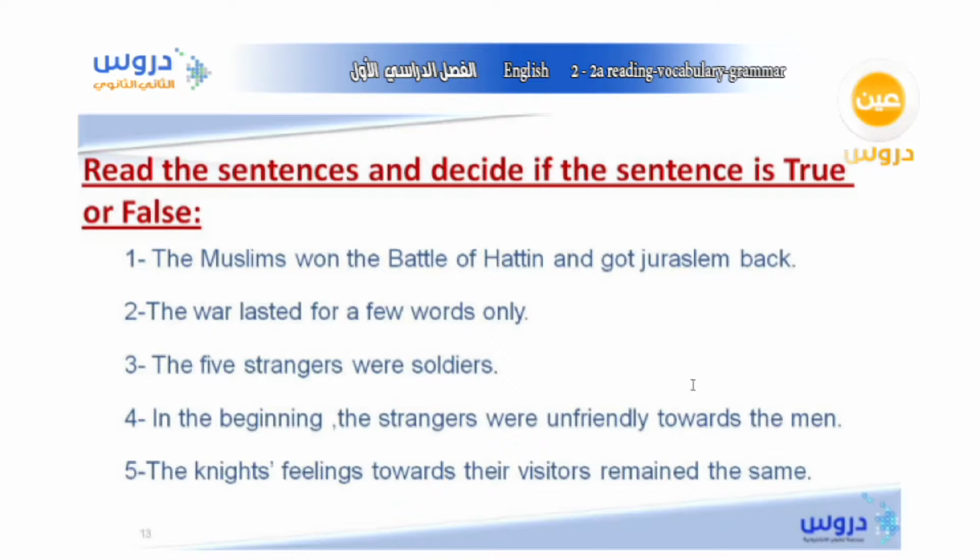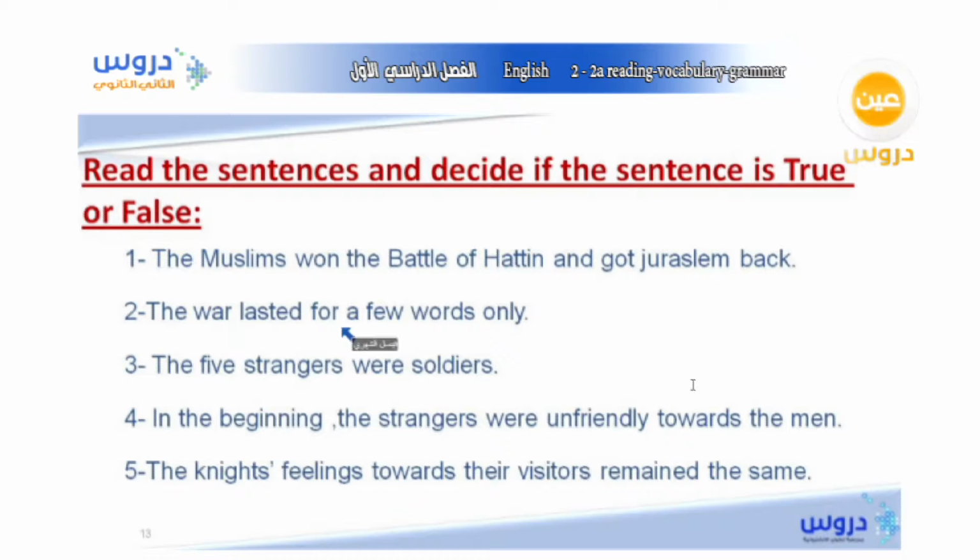Alright. Now, try to test yourself. Read the sentences and decide if the sentence is true or false. Number 1, the Muslims won the Battle of Hattin and got Jerusalem back. What do you think? Is it correct or wrong?